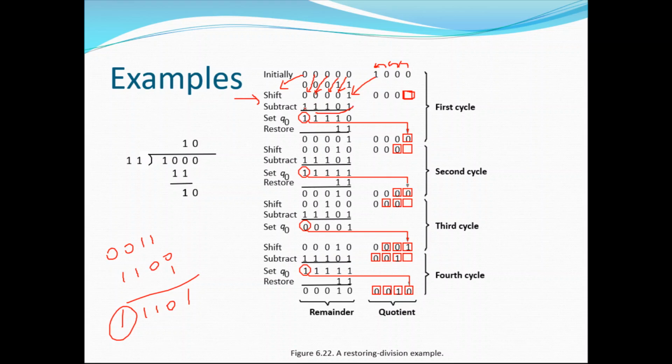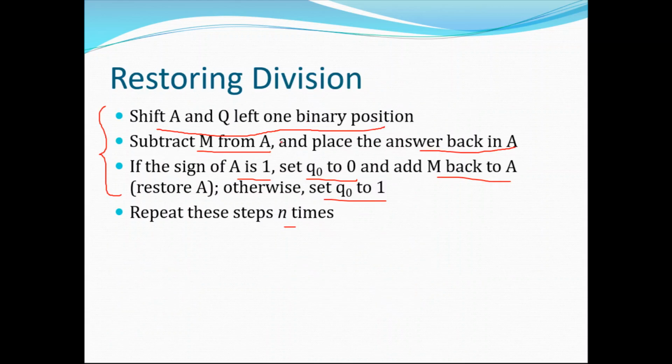As it's a negative number, we are adding another 1 here as a fifth bit. Now you just add, because adding minus m with a is equivalent to a minus m. 1 plus 1 is 0, carry 1. 1 plus 0 is 1, 1 plus 0 is 1, 0 plus 1 is 1, 0 plus 1 is 1, 0 plus 1 is 1. So now we have done the subtraction, and the result is placed in a.